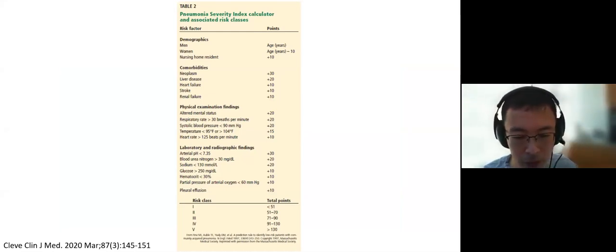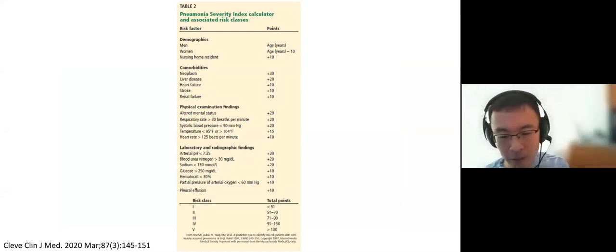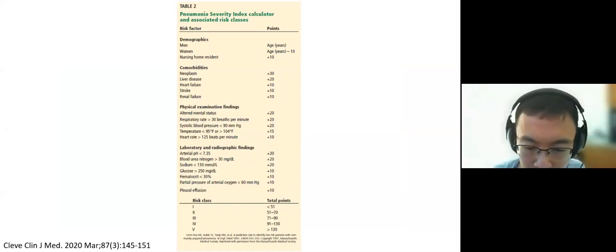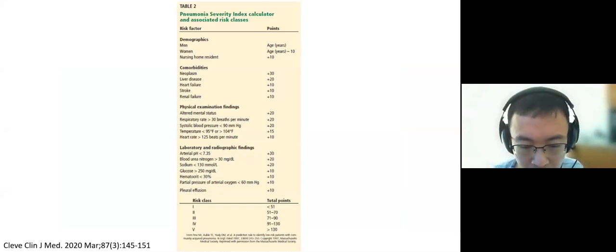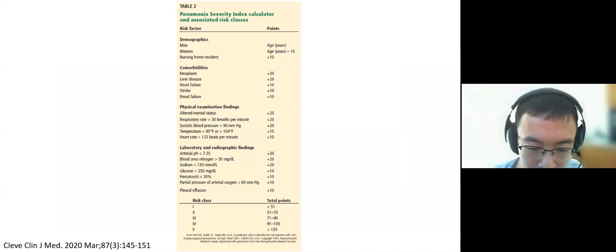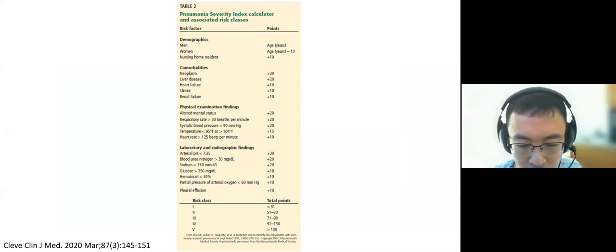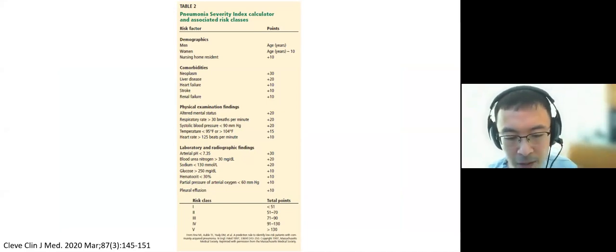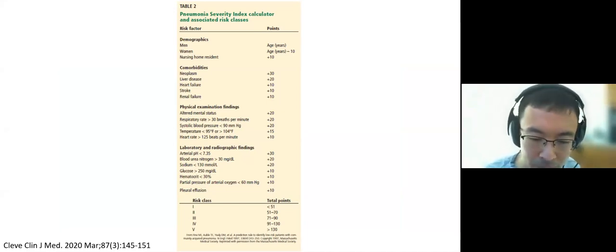The PSI includes 20 risk factors in the calculation. It includes age, comorbidities, physical exam findings, and lab results. So it's less convenient to use in the office setting, but it might be helpful in the ER. It risk stratifies patients into 5 classes, so the higher the class, the higher the mortality.